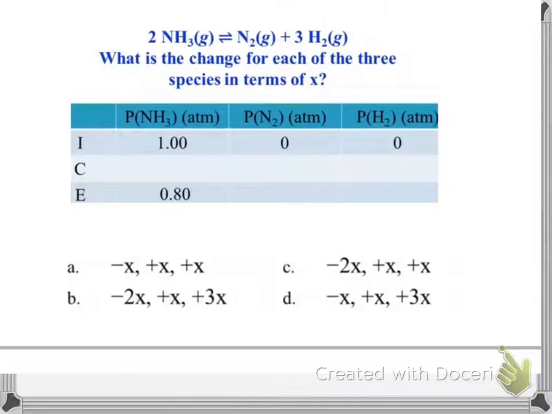Alright, so what is the change for each of the 3 species in terms of X? So here I'm going to use the coefficients in my balanced equation again to figure out how many X's I have. So if I'm starting with 2NH3, my assumption is I'm going to lose some amount that's minus 2X, and I'm going to gain product. So I'm going to gain X for N2 because its coefficient is 1, and I'm going to gain 3X for hydrogen because its coefficient is 3. So I'm hoping you got your answer of B.